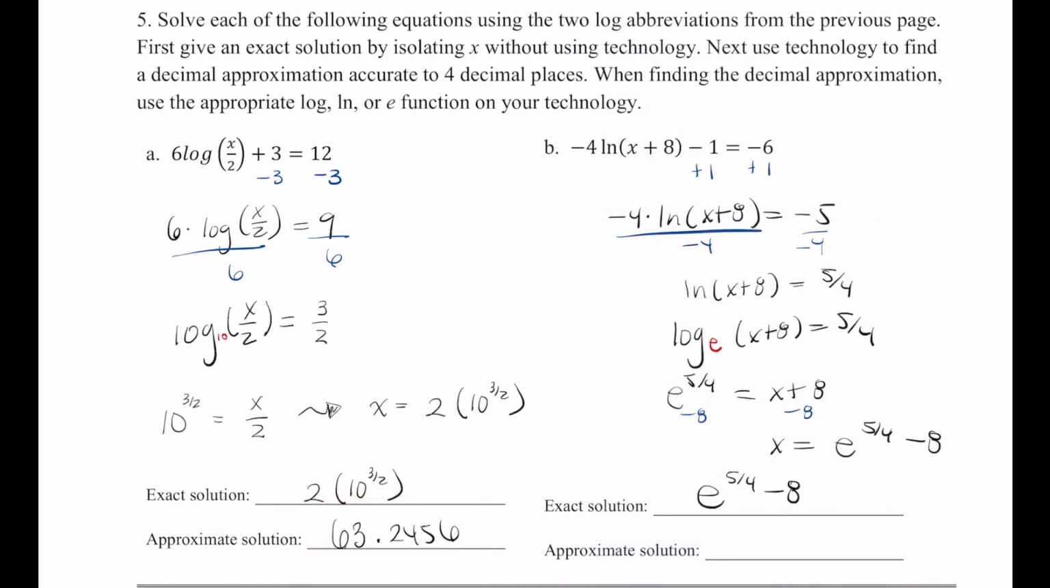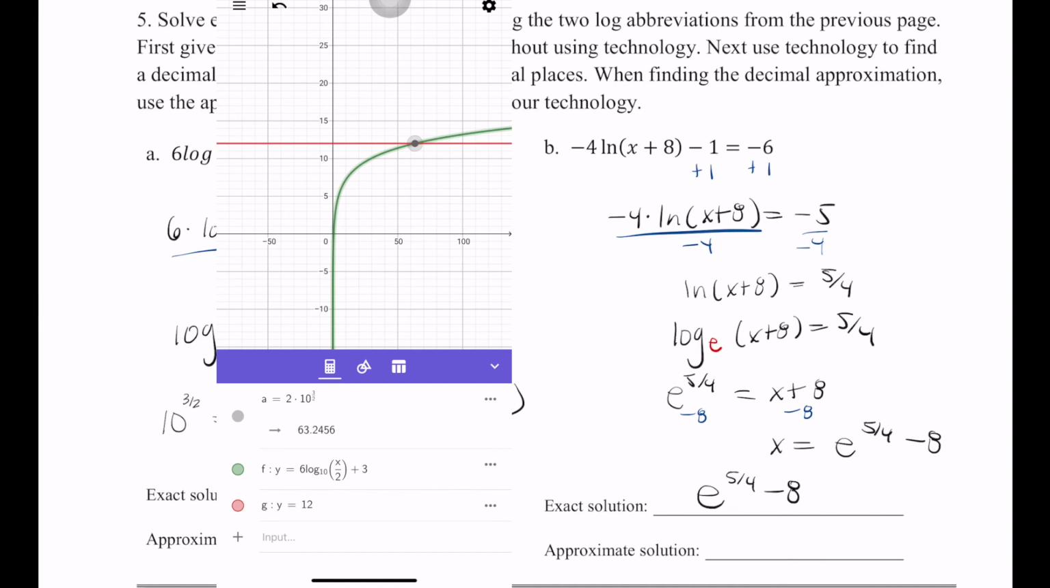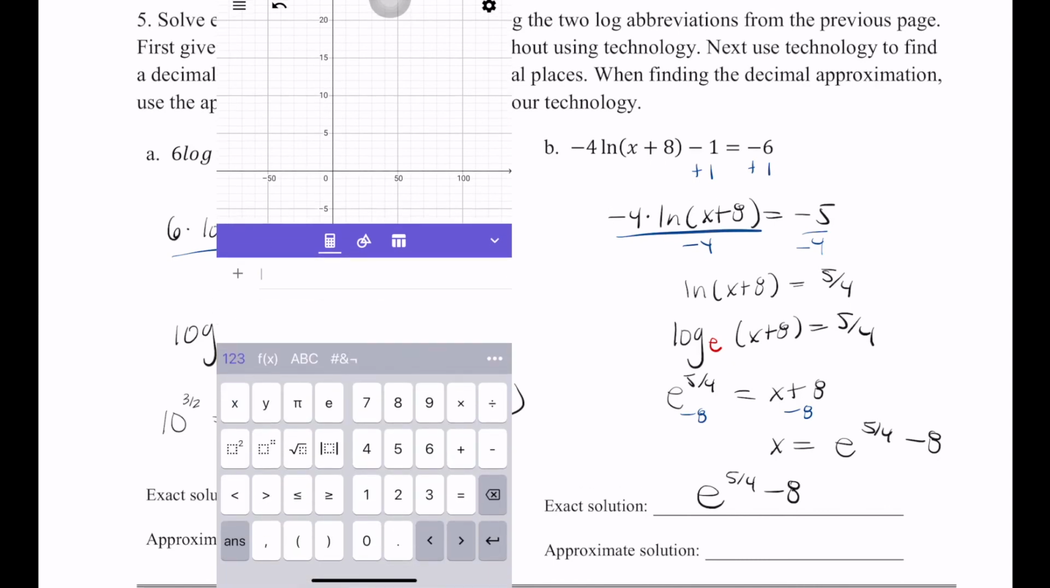Okay, so now let's try this for part B. So go back to the calculator mode. And let's just delete. And let's go ahead and type in e to the 5 divided by 4 power, then arrow over, minus 8. And what does that give us? It is negative 4.5097.